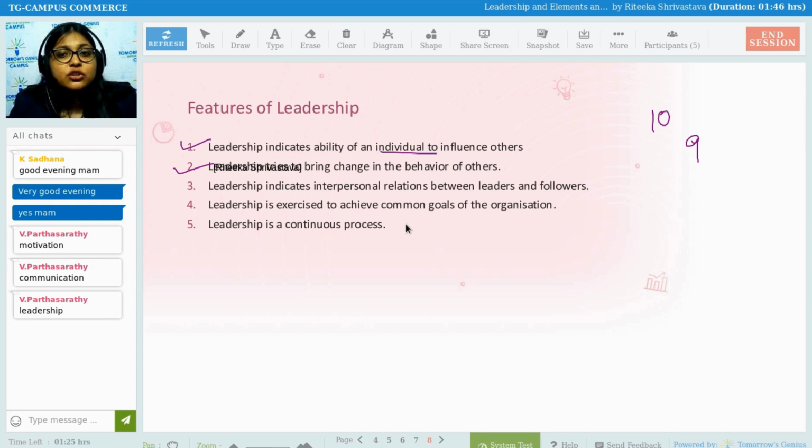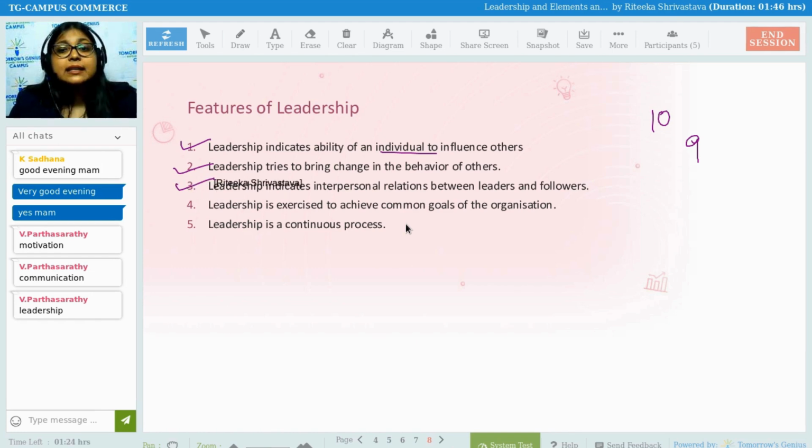Second, leadership tries to bring change in the behavior of others. Leaders will always try to bring positive behavior from every subordinate or every team member. A good leader will be able to get a positive and nice behavior from all the team members. Nobody will be against that person because he is a very good leader. He has changed the behavior of all the team members in a positive manner. This can also be a very good characteristic of leadership.